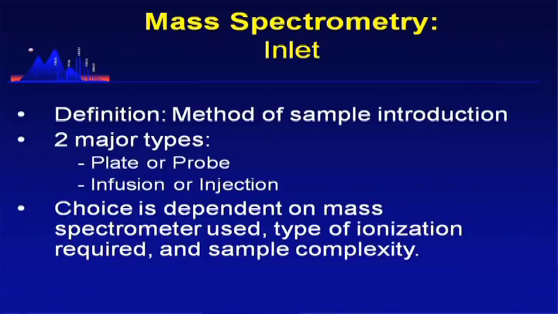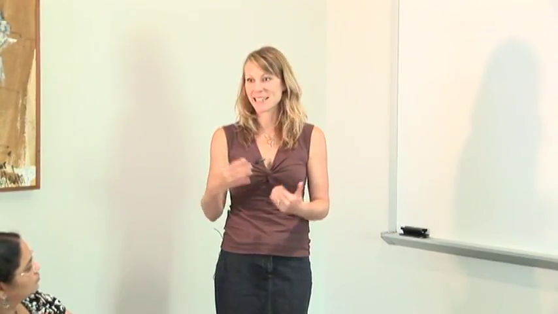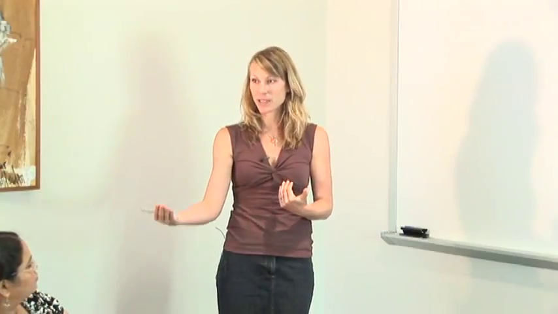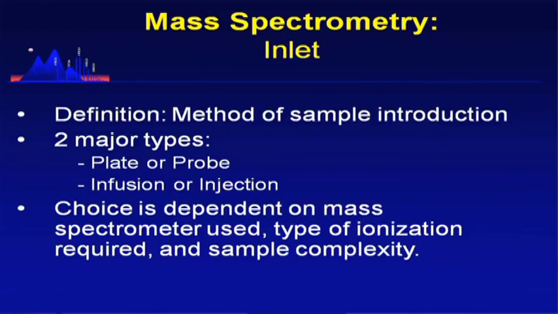And then the choice of which one you use is dependent on what's available to you, the type of mass spectrometer that's downstream. And by mass spectrometer, we usually define the mass spectrometer by the mass analyzer. So when I say type of mass spectrometer, I'm talking about the type of mass analyzer downstream. And also the sample complexity will have a great influence on which type of inlet you use. And I'll talk about that in a minute.